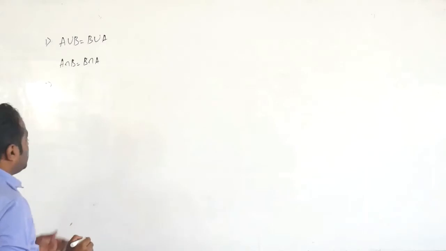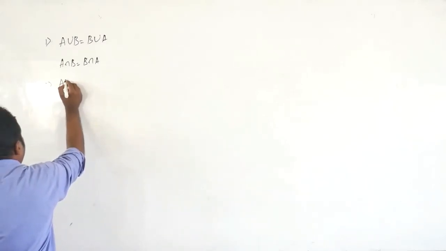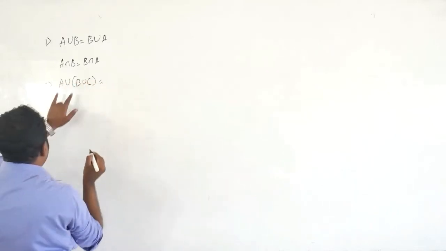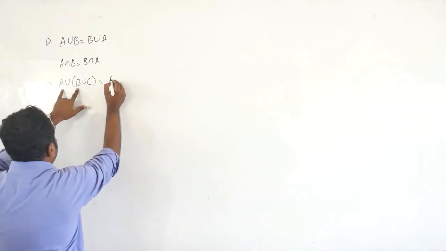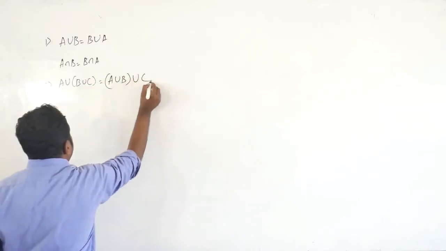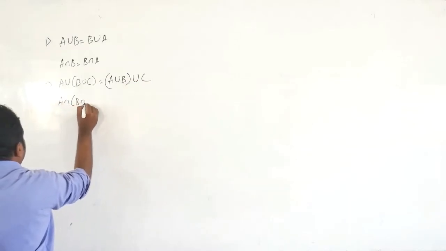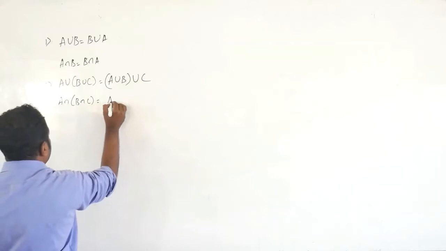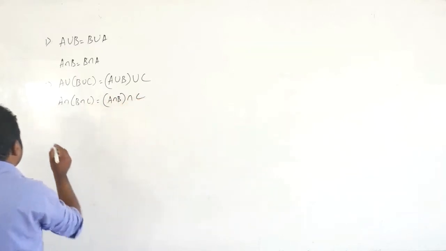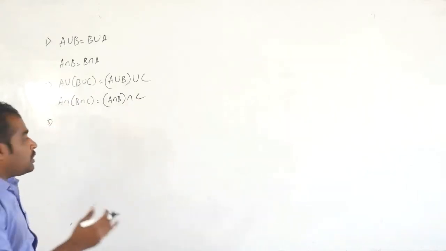Second one, associative. Here consider three sets. A union of B union C is equal to A union B, next, union of C. Same for intersection: A intersection of B intersection C is equal to A intersection B, intersection of C. This is associative.